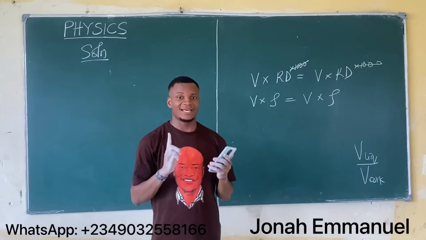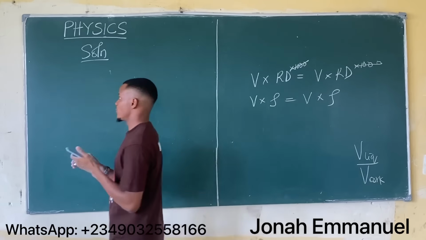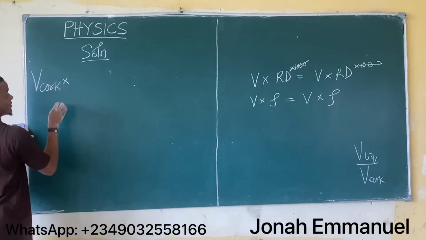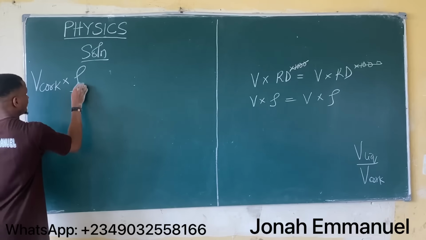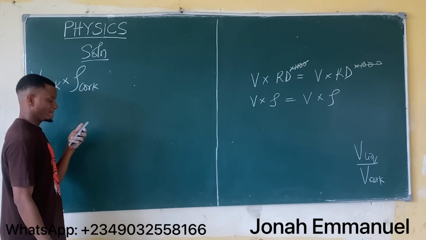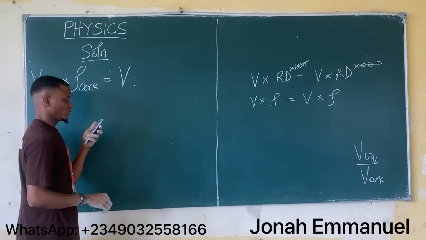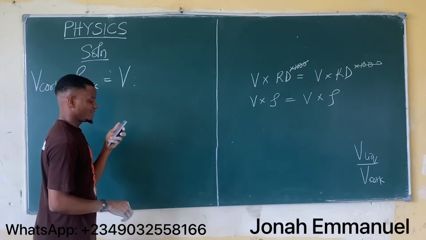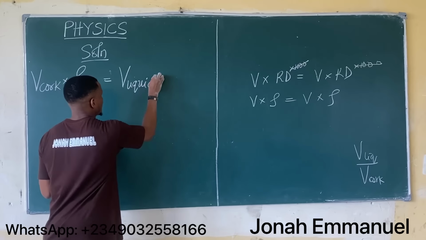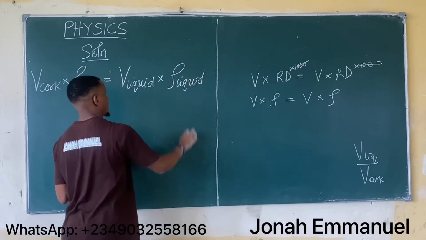In this question, I'm given density. So I'll have to identify the solid here. The solid here is the cork. So it becomes volume of the cork times density of the cork, which also I'm given there, is equal to volume of the liquid. In this case, the liquid there is what? It wasn't mentioned. It said in the liquid. So volume of liquid times density of liquid.